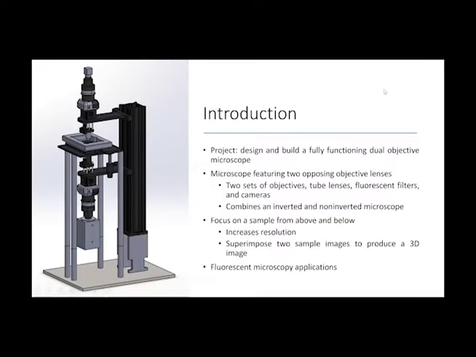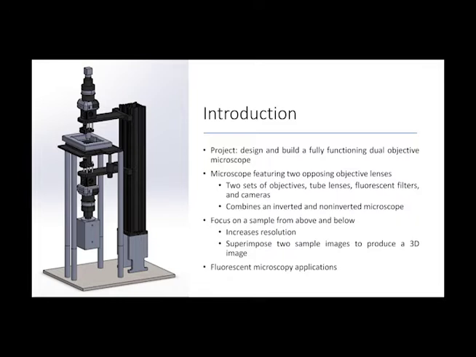A dual objective microscope is a microscope that features two opposing objective lenses. So basically, this combines an inverted and a non-inverted microscope in a single structure. This allows the two microscopes to focus on the same point on a sample and take an image of the sample from both above and below. This is useful because it greatly increases the resolution you're able to observe a sample with.